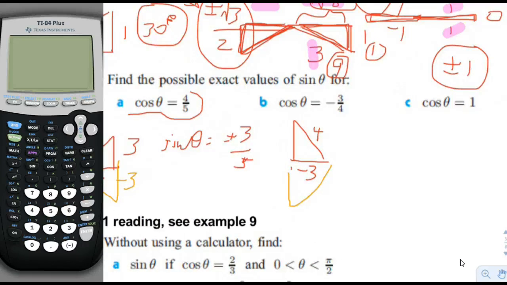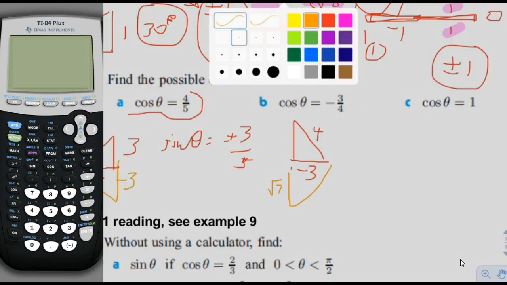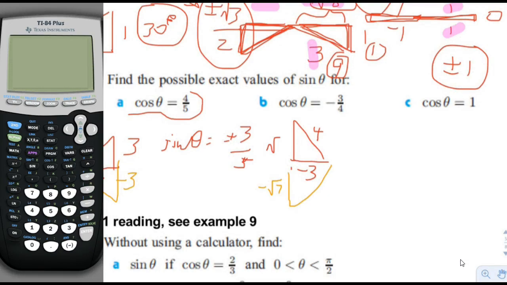Okay. And let's see, what would be the values for the opposite here? 3 squared plus what squared equals 4 squared? That would be square root of 7, I think is what we need. Square root of 7 here. And that would be a negative square root of 7. You can see that it goes down. And then a positive square root of 7 here. Okay? So the sine value for this would be plus or minus the square root of 7 over 4.